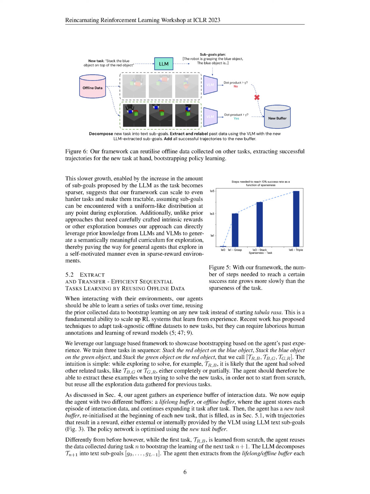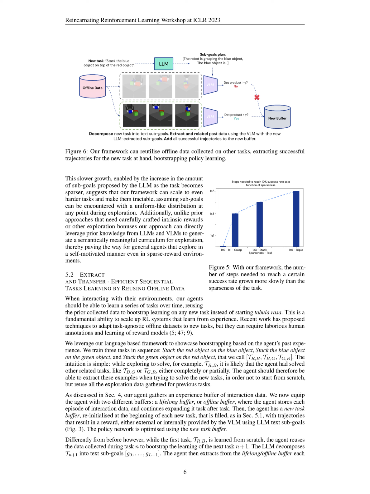Section 5.2 Extract and Transfer. Efficient sequential tasks learning by reusing offline data. In this section, we discuss how our agents can efficiently learn sequential tasks by reusing previously collected data. This is a crucial capability for scaling up reinforcement learning systems that learn from experience.